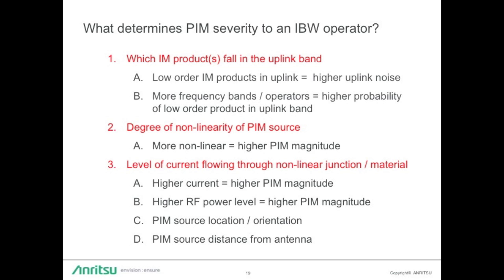What may be less obvious is that the current density throughout that transmission line and throughout components in the system is not the same at all locations. So you may have a nonlinearity that just happens to be in a location that's not being excited. With the case of external PIM, we'll show in some data later on that the location of that PIM source relative to the antenna makes a big difference in how much PIM is actually being generated by that system.